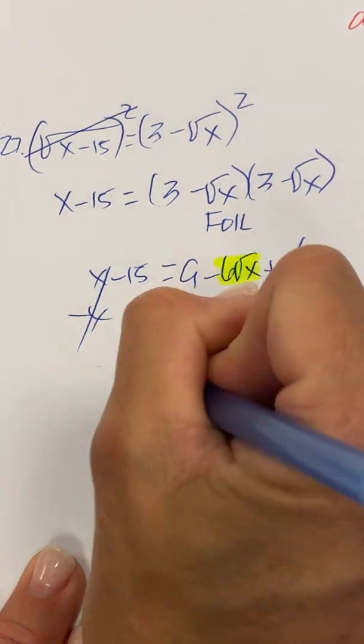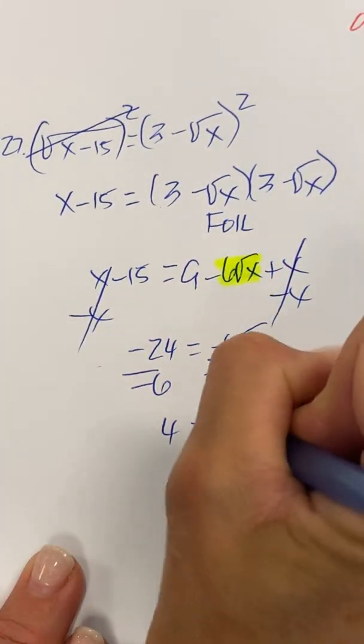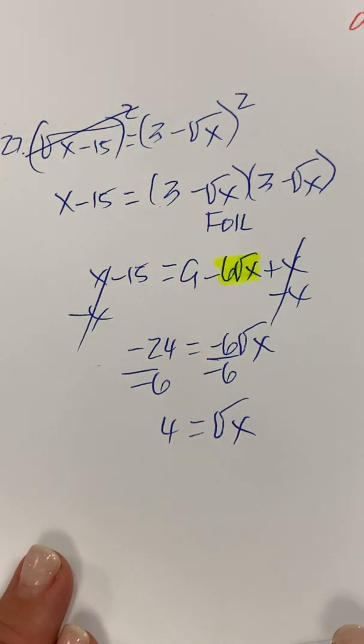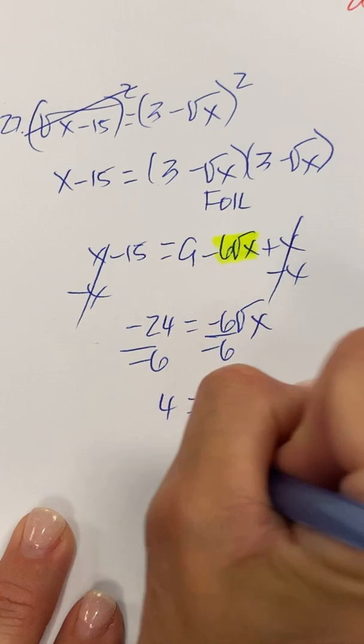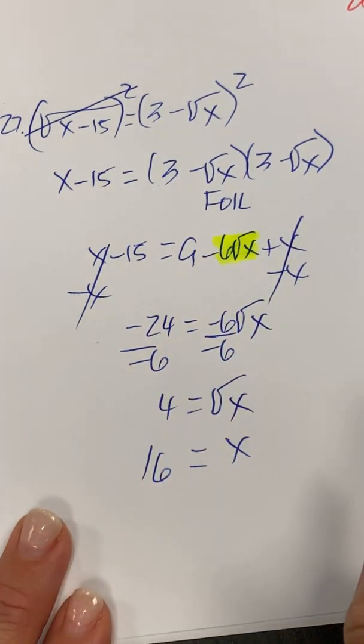Divide by negative 6, which is 4. Oh, looky there. Am I good now? Square both sides. X equals 16.